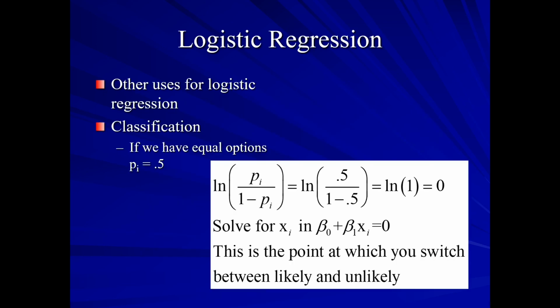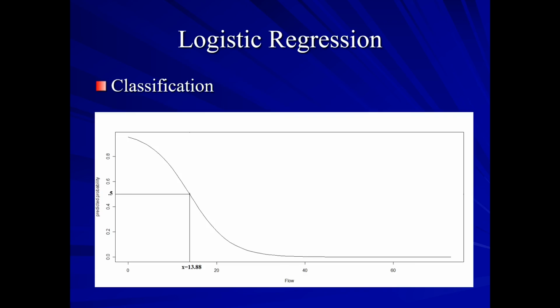Other uses we can have for logistic regression involve what's called classification. Now, we've got equal options if we suppose that pi is 0.5. In other words, where are we equally likely to be a success or failure? If we plug in 0.5 for our pi, then we get natural log of 0.5 over 1 minus 0.5. Well, that equals natural log of 1, which is 0. We can then solve for x. So what we have is 0 equals beta 0 plus beta 1 xi, and this is our point in which we switch from likely to unlikely.